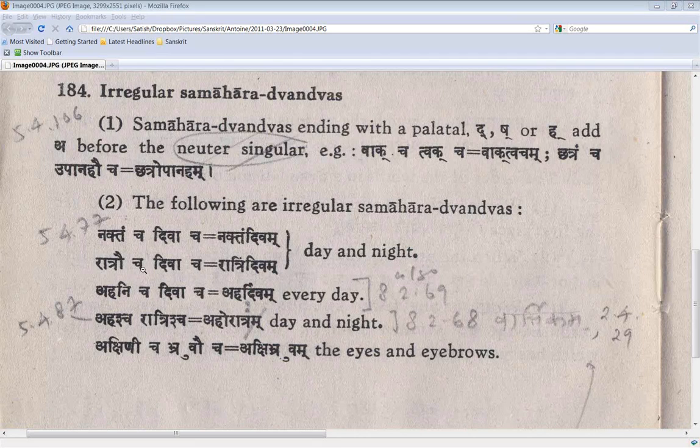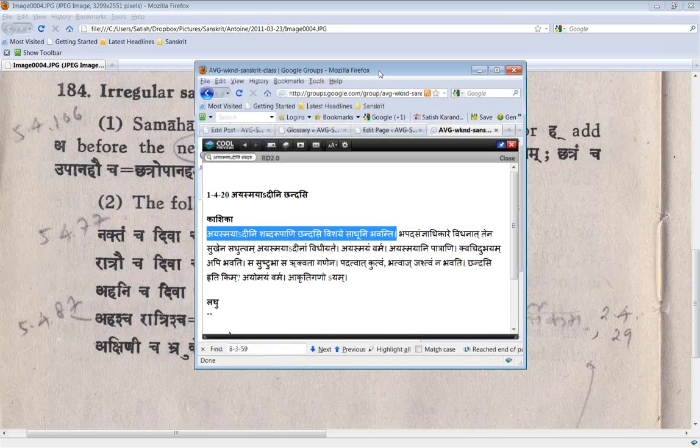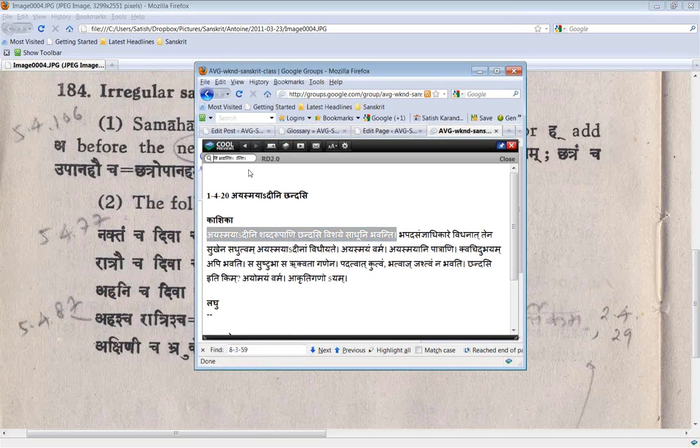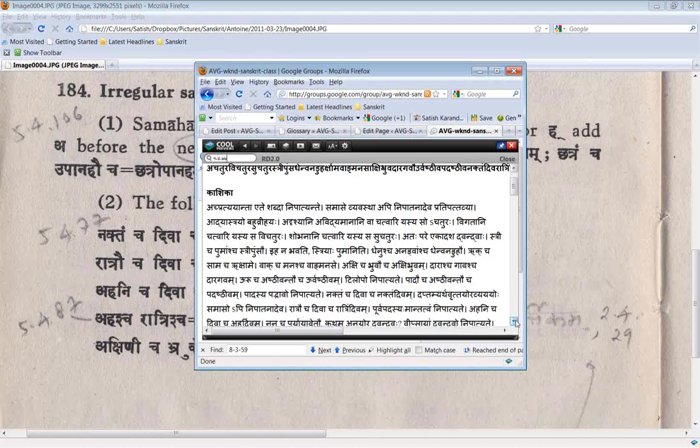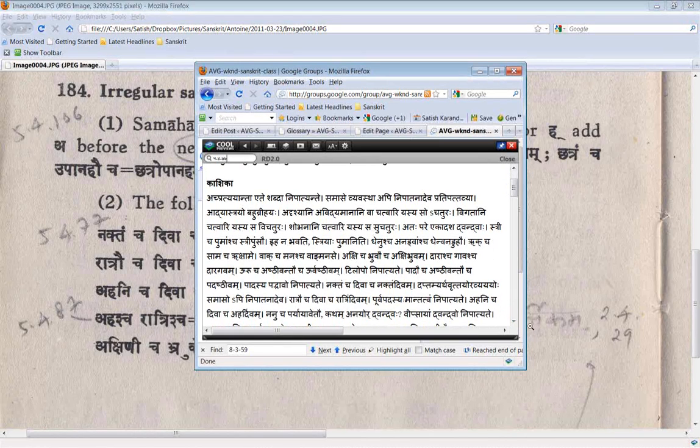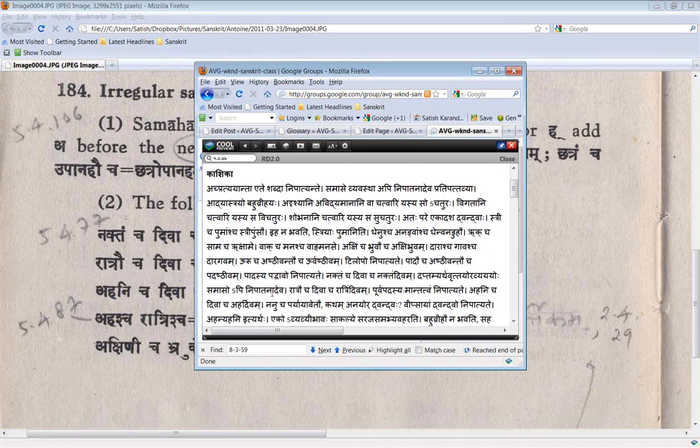I know time is up. Samasa is 5.4.77, a long sutram. In fact, we can look at it here itself quickly. Look at 5.4.77, Vyakhyanam. The Kashika talks about each compound over here, and here he gives three: chapumascha, dharascha, parascha. So he talks about, start with this one.